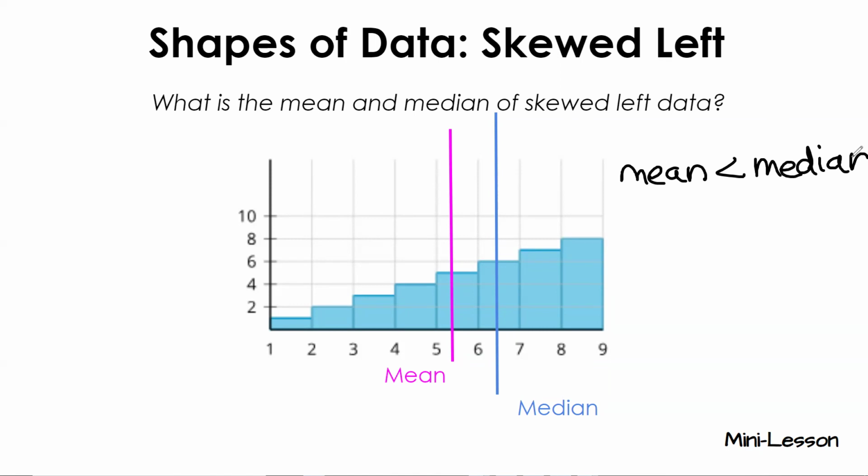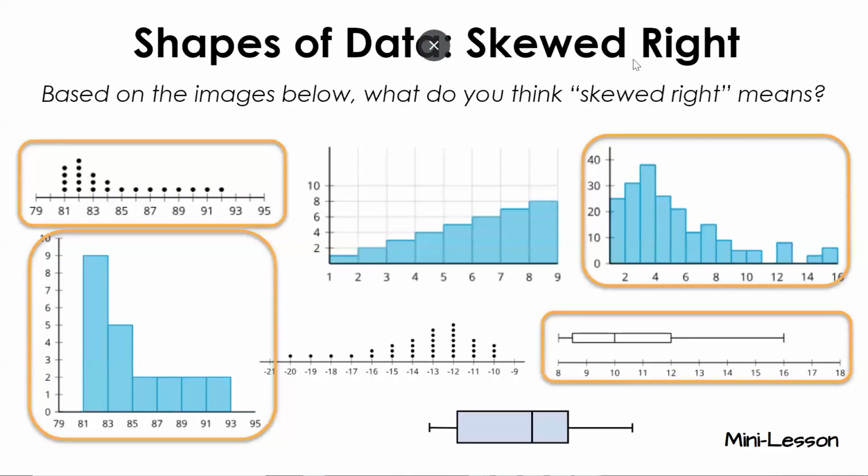Isn't it like all the numbers? So add up all the numbers, divide by how many numbers there are. But like all these symmetrical ones, it's right in the middle. So with skewed right, we've got a tail going to the right. Okay, so the tail is going to the right.